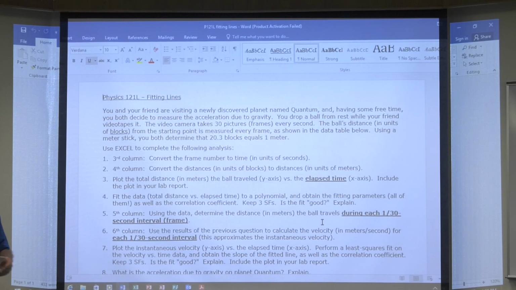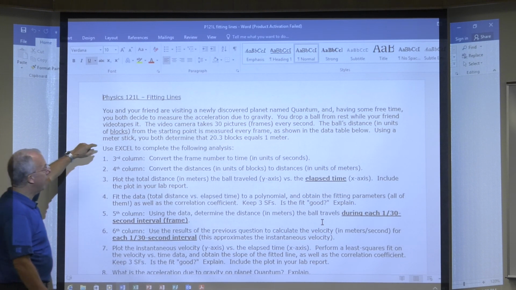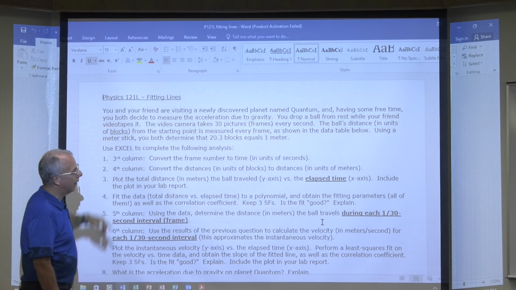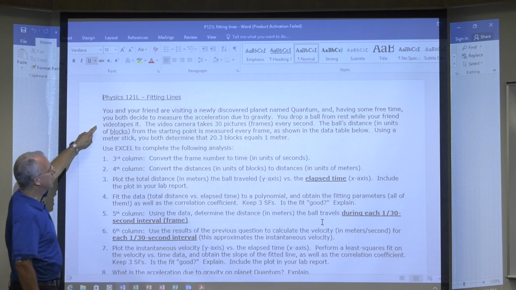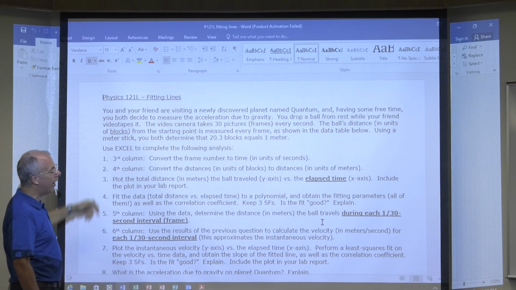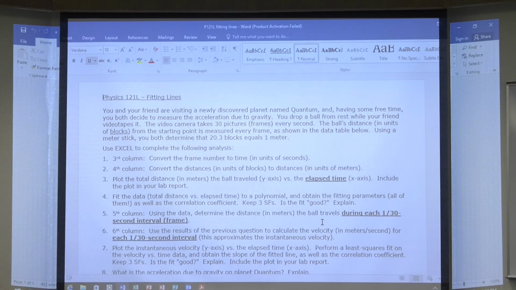Okay, so this lab is just basically a computer lab. And let me just briefly go over it. You and your friend are visiting a newly discovered planet called Quantum. And having some free time, you both decide to measure the acceleration due to gravity. You drop a ball from rest while your friend videotapes it.